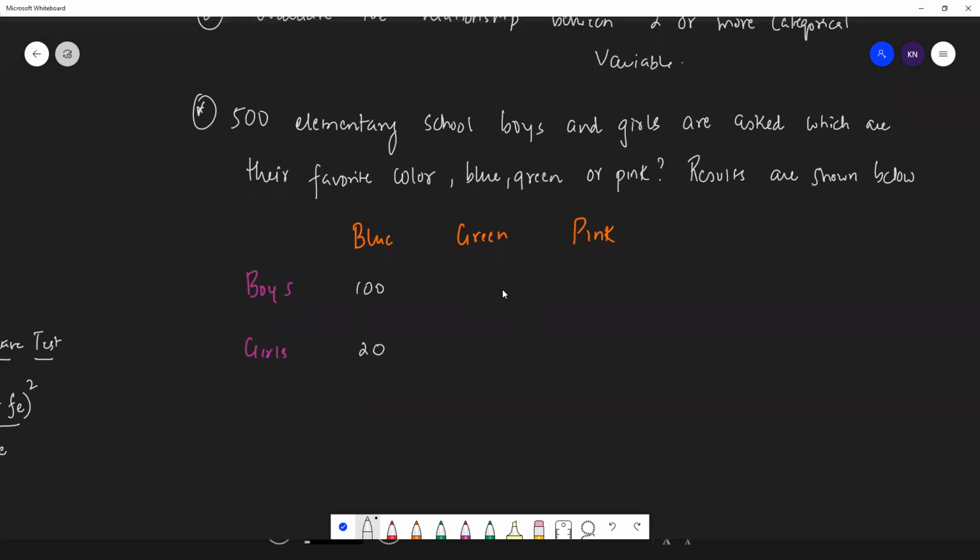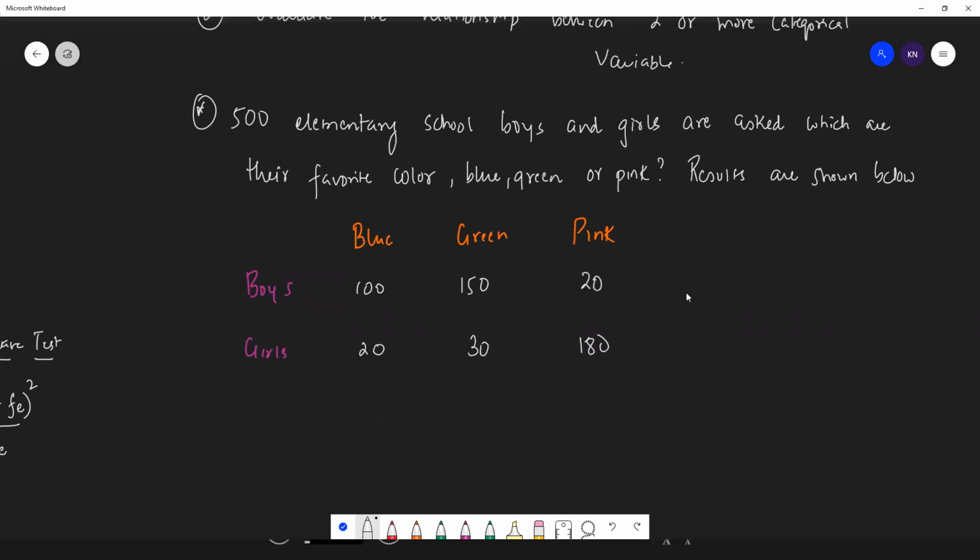What about green? Green, boys and girls, equal. Okay, so green can be selected by both boys and girls, but here boys have selected more. What about pink? Pink, obviously, many people will say girls. Okay, fine, perfect. So 20, 180.